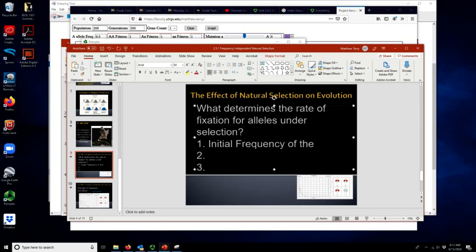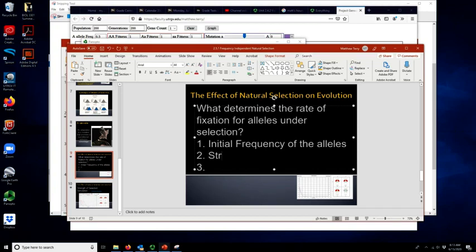The initial frequency of the alleles. So if we start at 50-50 versus starting at 0.2 and 0.8, we're going to have a different time period before we fix one of those alleles. And remember, populations could start out in balance, and then there could be some environmental change that could now push one allele so it's no longer good and begin to remove it from the population and fix or fixate the other allele in the population.